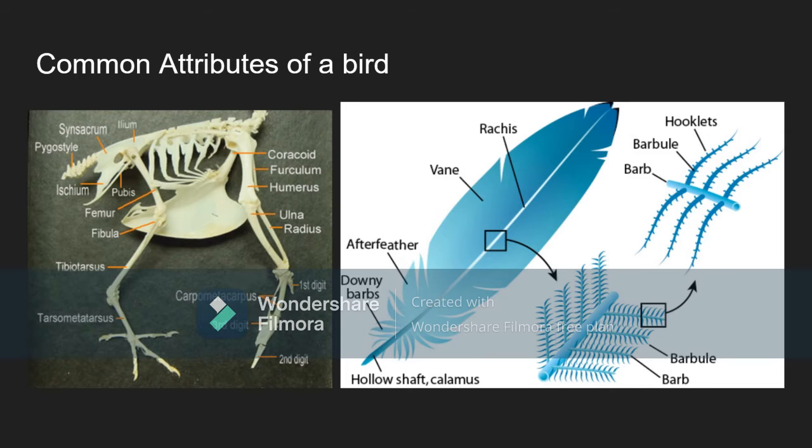Another noticeable feature, which basically defines all birds, is that they have a beak. And for this beak, they don't have any teeth, and this is mainly for eating or picking up sticks so they can make their nest.